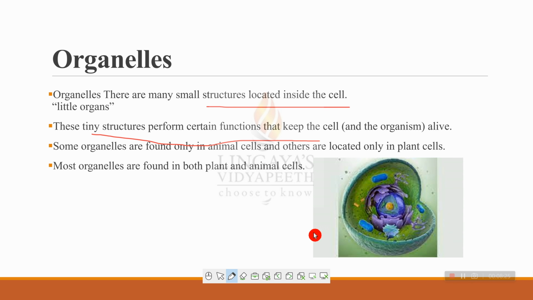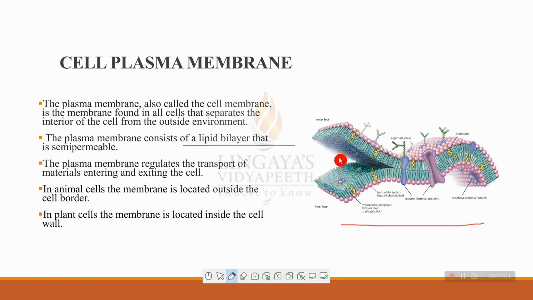It consists of a lipid bilayer which is semi-permeable, which only allows the entry of certain substances inside the cell, and also sees which material is exiting outside the cell. It regulates the transport of materials entering and exiting the cell, we can say. In an animal cell, it is located at the outer border of the cell, while in a plant cell, it is located inside the cell wall. Here you can see the structure of the cell membrane.